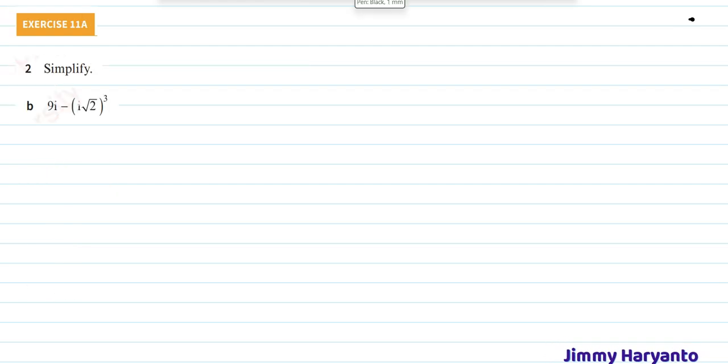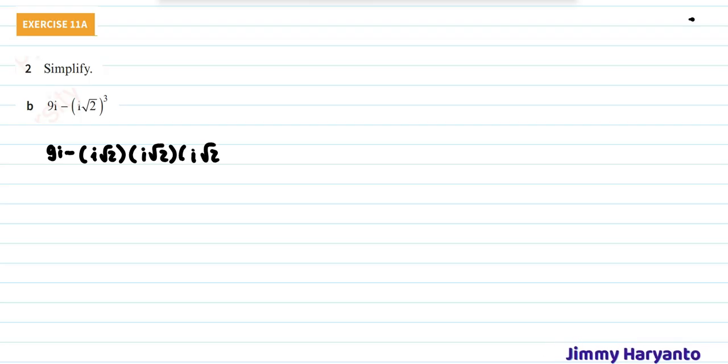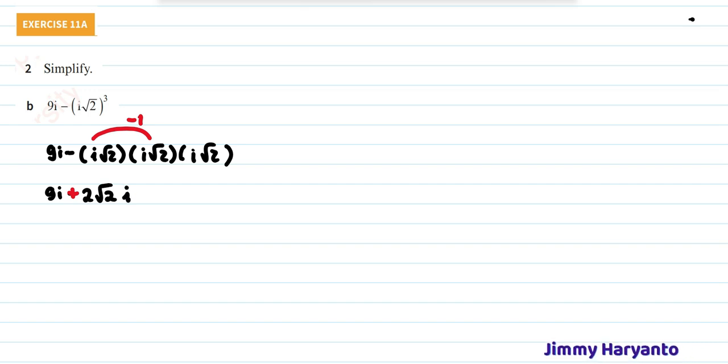Next is question 2. For question 2, I will calculate this one first. So i square root of 2 times i square root of 2 times i square root of 2. Square root of 2 times square root of 2 times square root of 2 is 2 square root of 2. And then this i will become negative 1, i squared, so this one will become plus, and then we still have 1i right there, so the final result is 9i plus 2 square root of 2i, or you can rewrite it like this, 2 square root of 2 and then i.